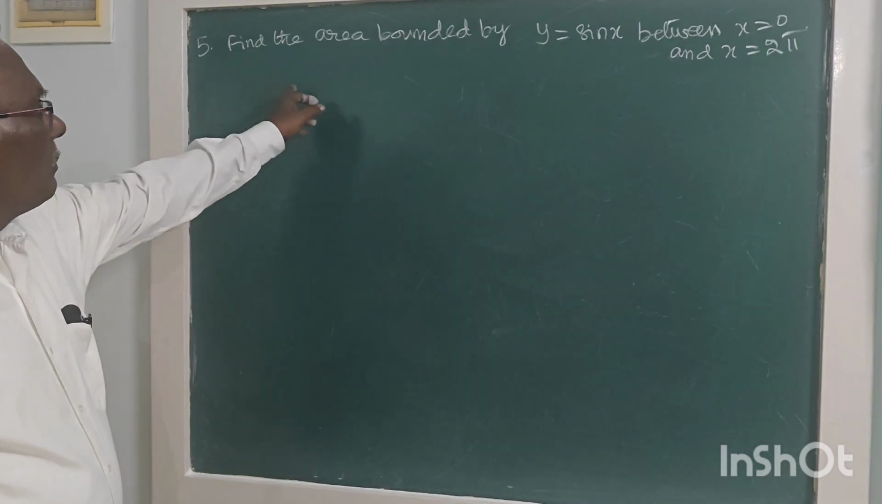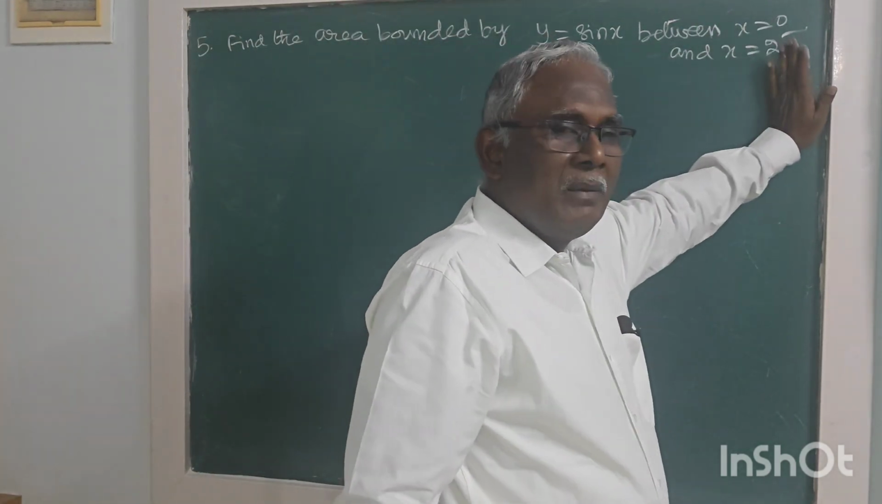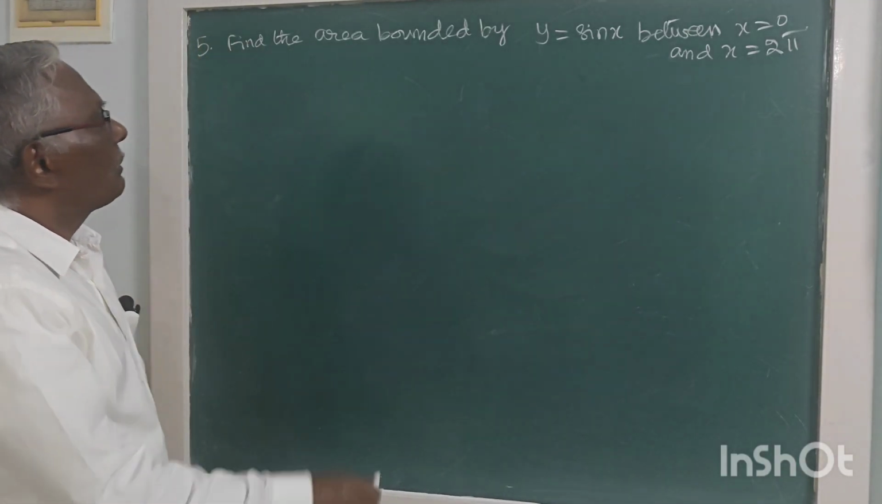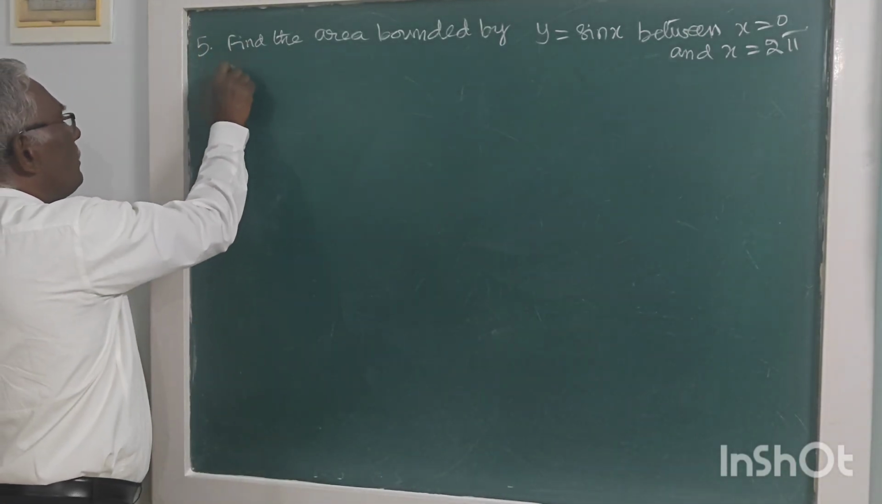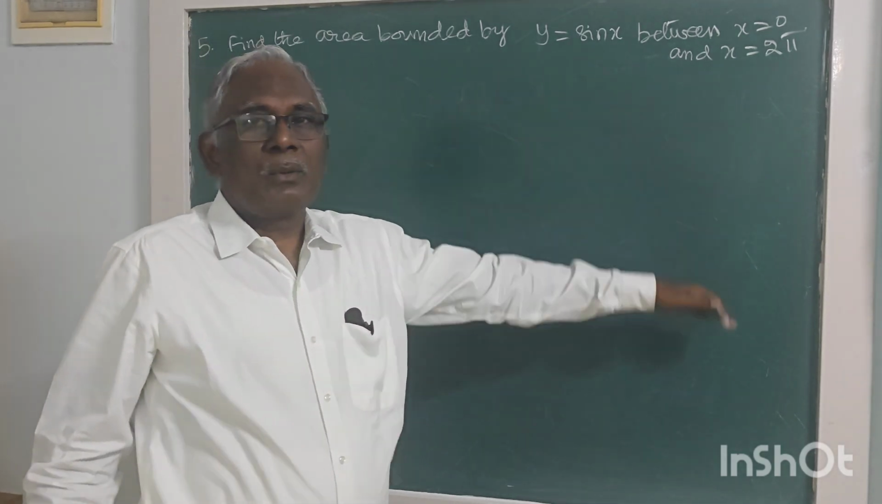In this problem, we have to find the area bounded by y is sin x between x is 0 and x is 2 pi. So the graph of y is sin x is shown in this figure.